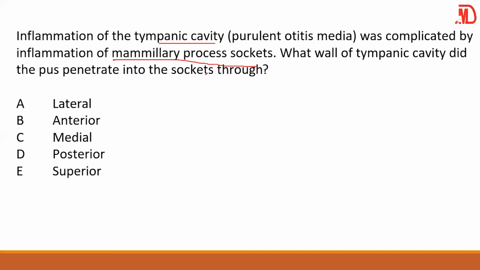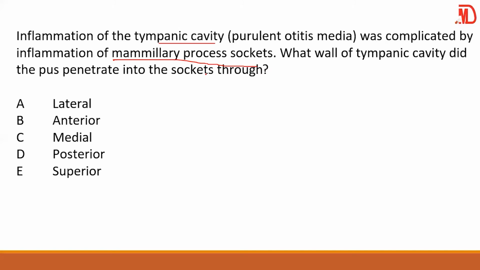So you ask yourself, what wall of the tympanic cavity is this? So you're going to look at the walls of the tympanic cavity. So quickly, let's go through the walls of the tympanic cavity. Then we shall know where the mastoid process sockets are located, through which this inflammation is passing, or which has led to its complication. All right. So let's talk about it.